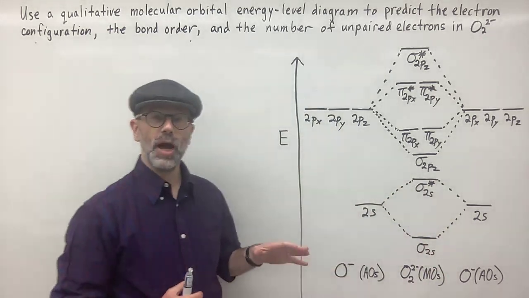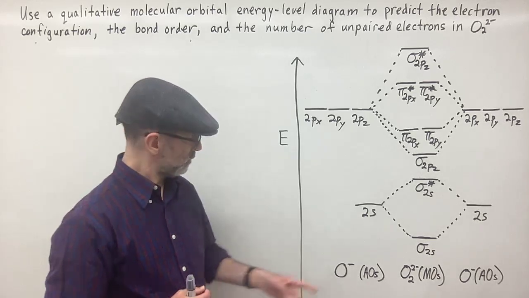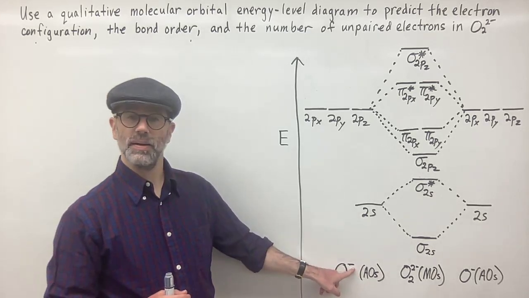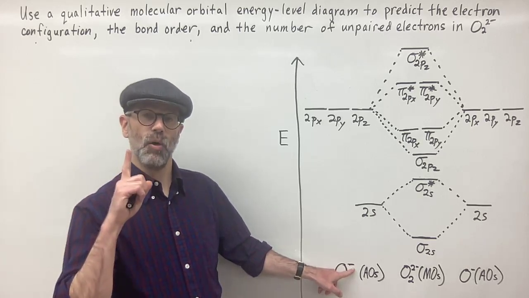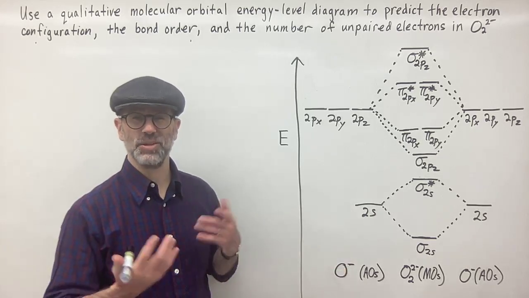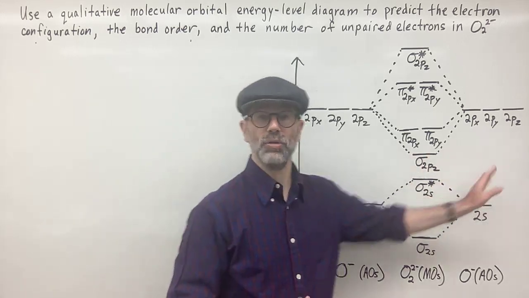And so remember, oxygen is in group 6, so it's going to have 6 valence electrons, but we got an extra negative charge. That means we have an extra electron, so that's going to be 1 extra electron added, so that's going to be 7 electrons total. So we're going to have 7 electrons on both sides.